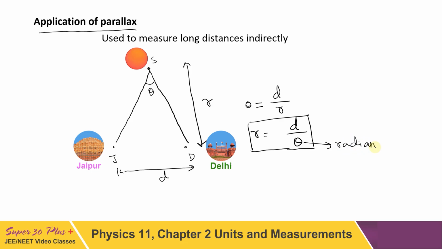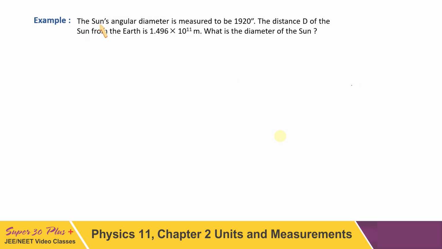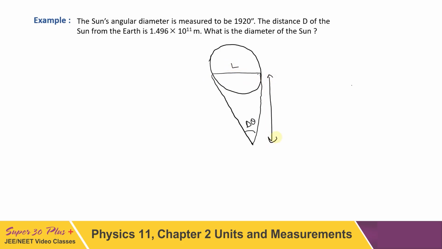Let us consider one example. We can solve an example based on this parallax. The question says the sun's angular diameter is measured to be 1920 second. Now what is angular diameter? Angular diameter is the angle that diameter of sun is subtending at any point on earth. Here you can see this angle theta is angular diameter, and this is diameter of sun. Let that be represented by L. Distance of sun from earth is given, which is represented here by d.